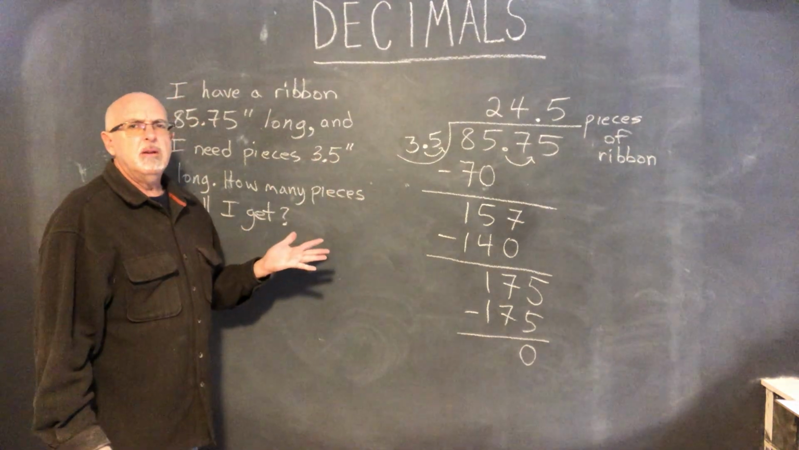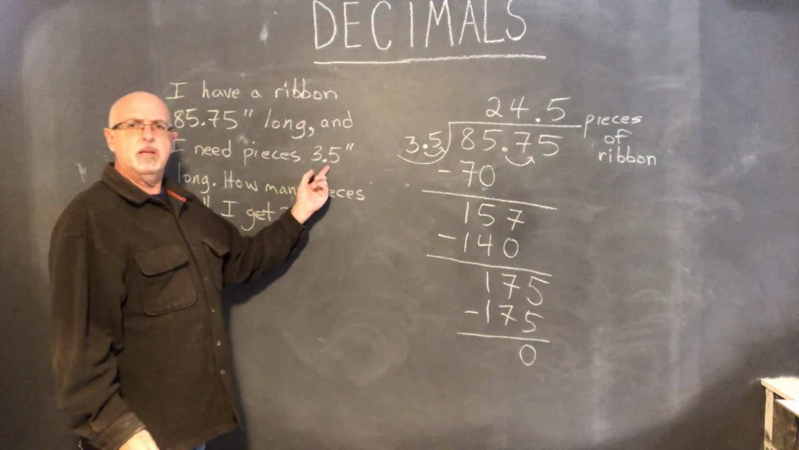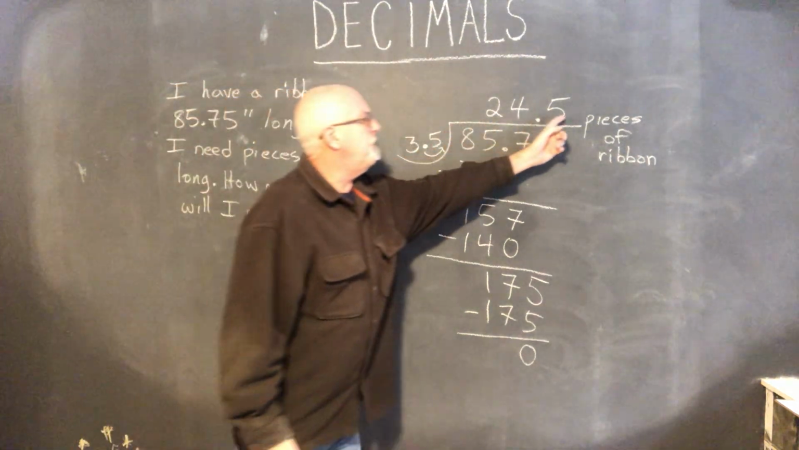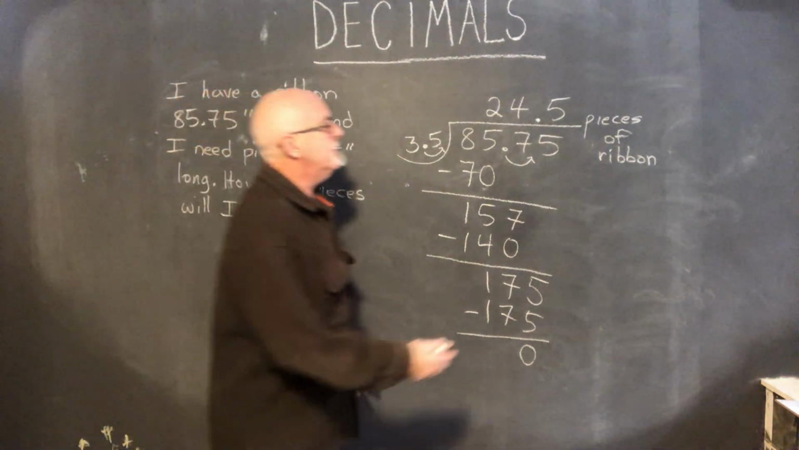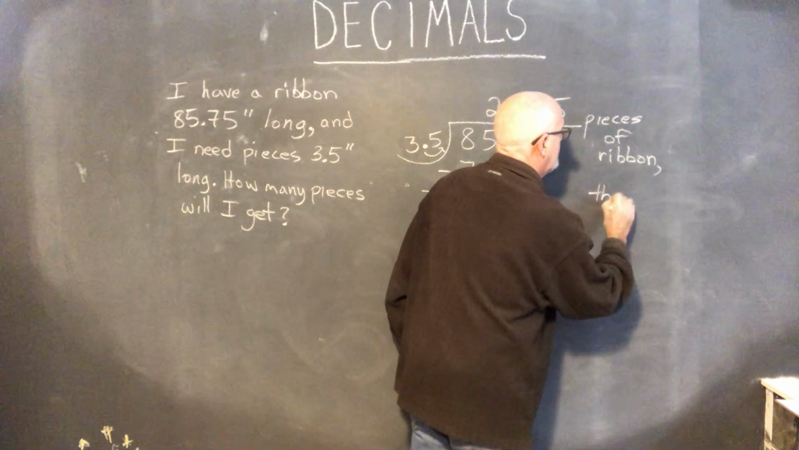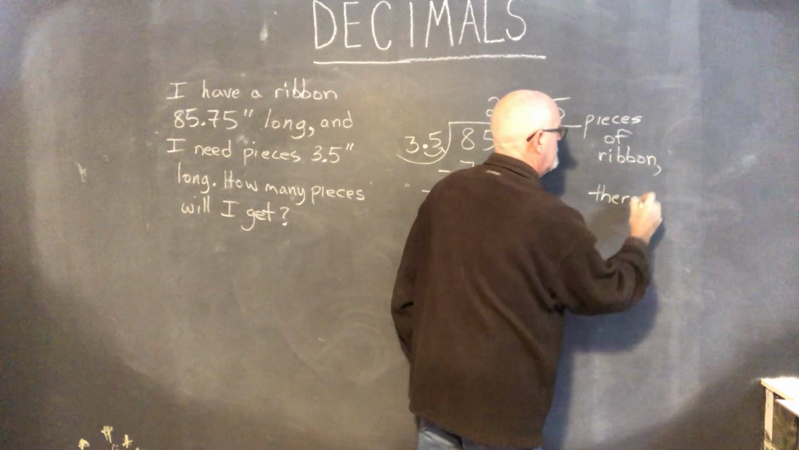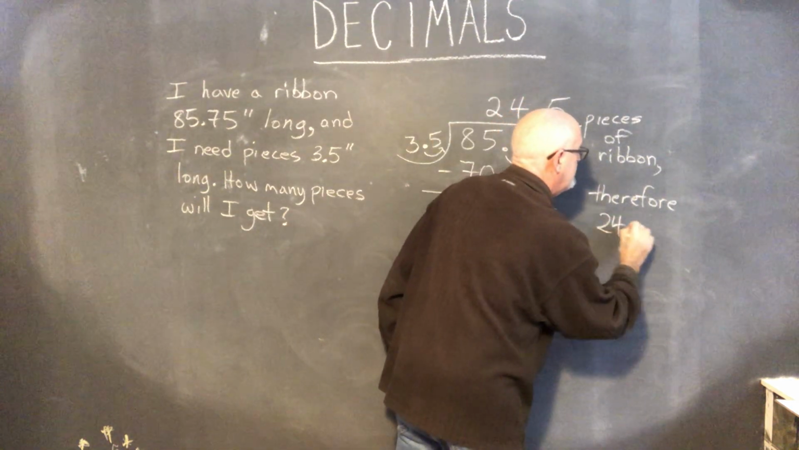But wait, what's 0.5 piece of ribbon? I mean, we need 3.5-inch long pieces of ribbon. If we have a 0.5 of one of those, it means we have a piece of ribbon that's too short. So I actually end up having to round, and I'll do it like this. I put a comma and I say, therefore, 24 pieces of ribbon.